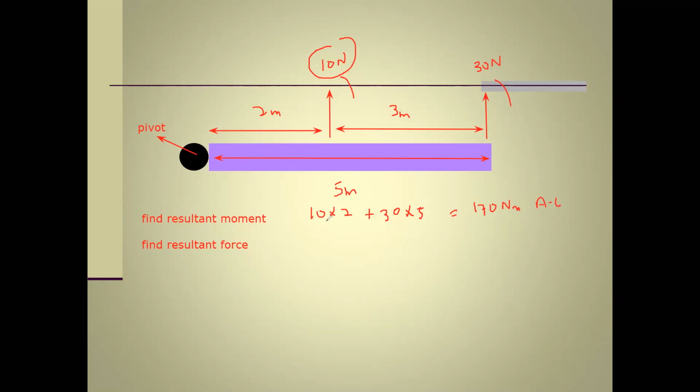But when you're finding a resultant force, you just take the forces in their direction. Both forces are acting up, so if they're acting in the same direction, we will add. So it will be 10 plus 30, which is equal to 40 Newton. And the direction of the resultant is upward.